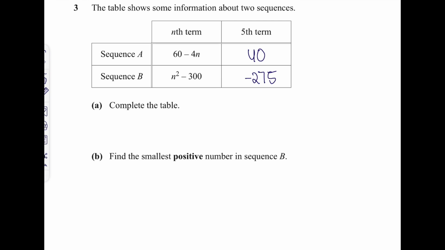So they're asking you what is the first number that will give a positive number. Now this is basically trial and error. Let's start experimenting. We did 5 and we're getting negative 275. So let's go with 10. If you do 10 squared minus 300, you're still getting negative 200.